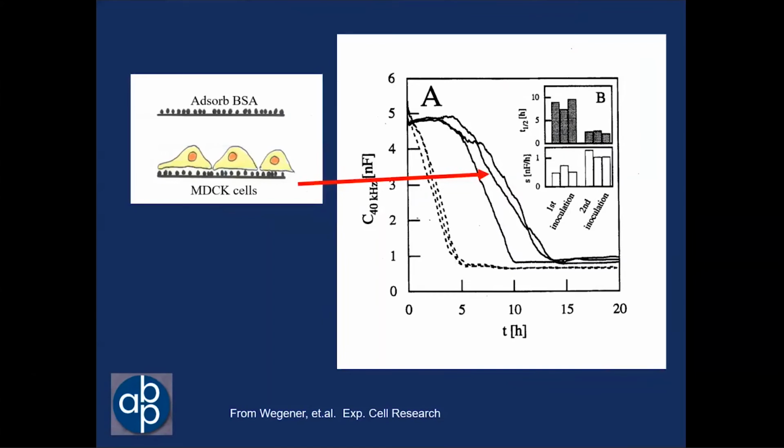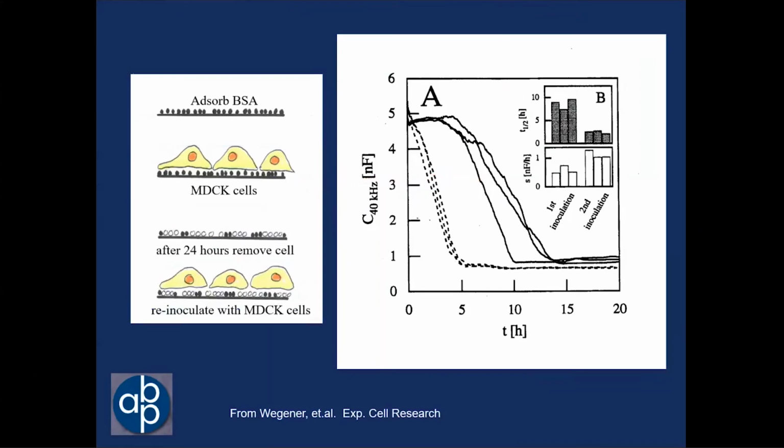Next, we take and trypsinize the cells with mild trypsinization after they've been in place for 24 hours, and then re-inoculate these same electrodes again with MDCK cells. And notice now the dynamics is much increased as the cells attach and spread on whatever the cells have modified the electrodes. If you look at these actual values, it appears to be a laminin-like response, which is one of the major extracellular proteins that is put down by MDCK cells.